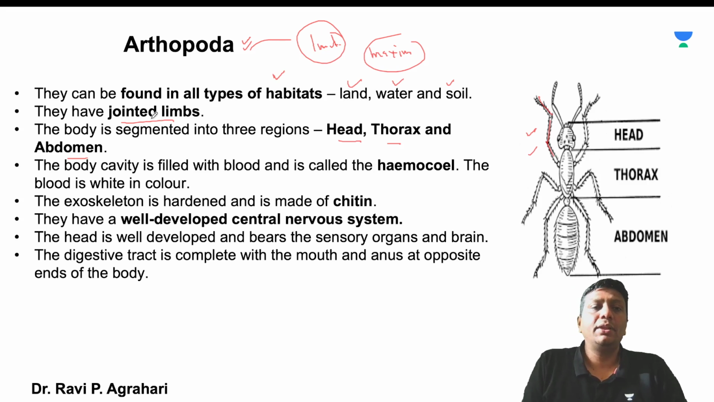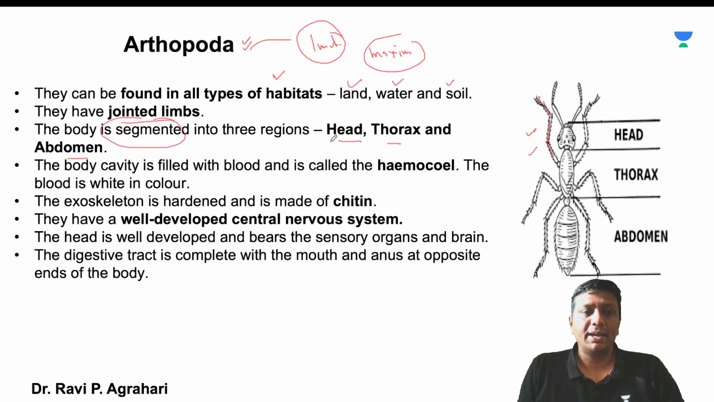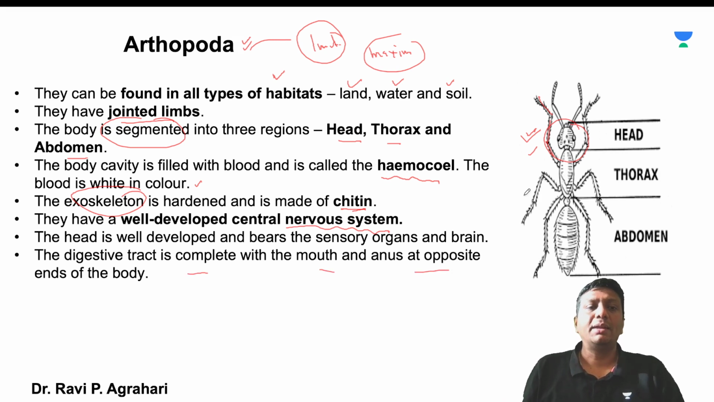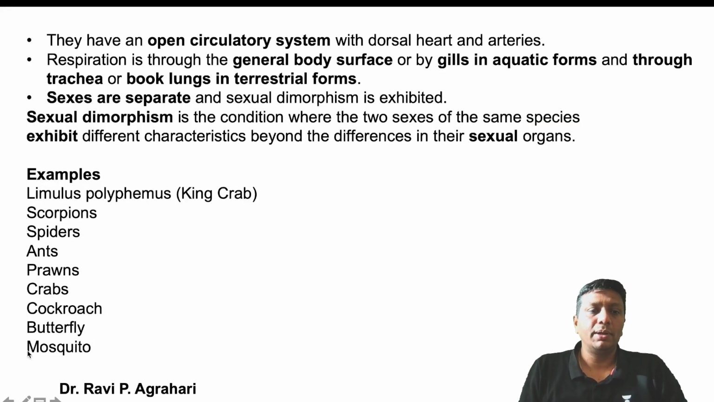As I'm telling you, the arthropods' bodies are segmented. The body cavity is filled by blood and is called a hemocoel. And this blood is white in color. The exoskeleton, meaning the outer structure, is made of chitin. A well-developed central nervous system is there. The head is well developed with sensory organs and brain. The digestive tract is complete, with the mouth and anus at opposite ends of the body, guys. So this is the reason you can see a proper digestive system, an organ system, in the case of Arthropoda.